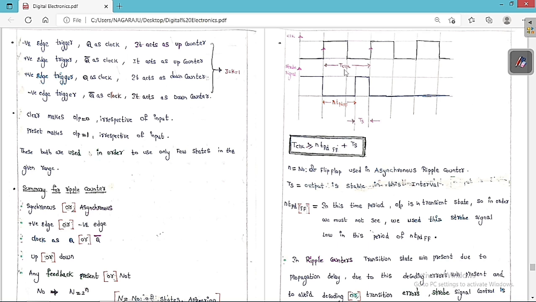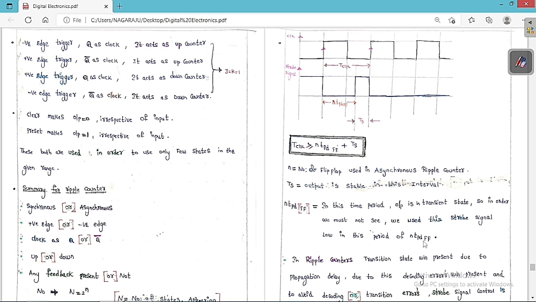Therefore, T clock is always greater than or equal to N into TPD-FF plus TS. Small n is the number of flip-flops used in the asynchronous ripple counter, and TS is the time interval in which the output is always stable. Whereas N into TPD-FF is the time period in which the output is in the transient state. So in order that we must not see it, we use this strobe signal low in this period of N TPD-FF.